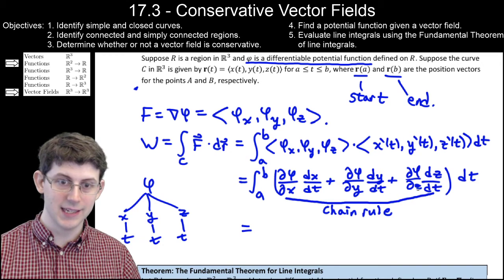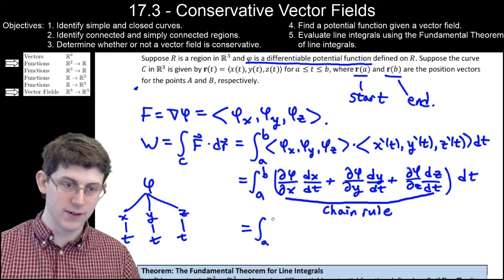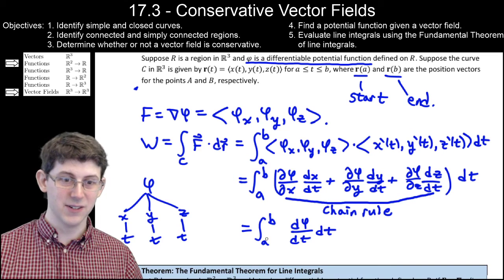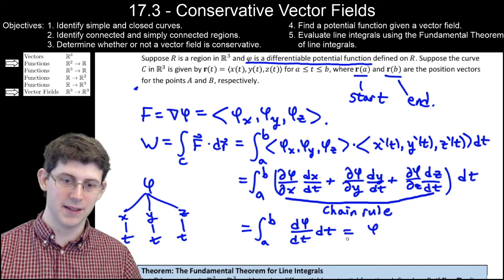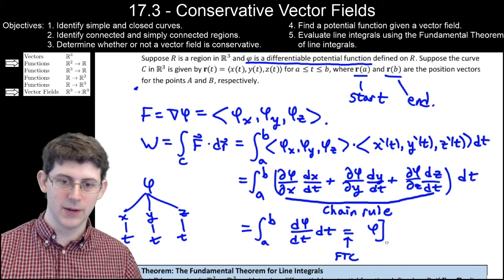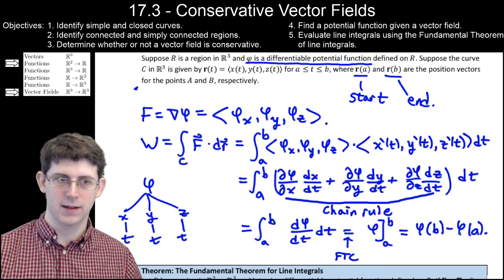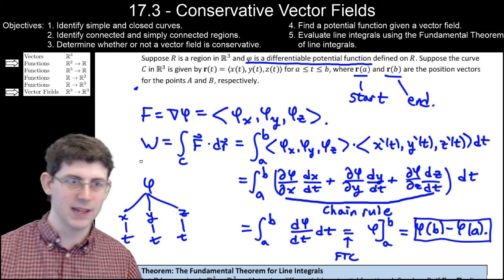So the chain rule tells us that what happens when we find the work done is that we're finding the integral of d phi dt. And if you take the integral of a derivative of a function, you just get the function. This is the fundamental theorem of calculus, evaluated at the bounds. So you get phi of b minus phi of a. Okay, I stumbled through that, but whatever, we got there.